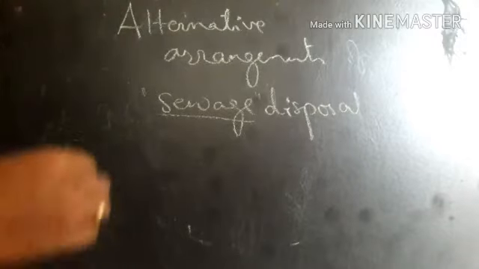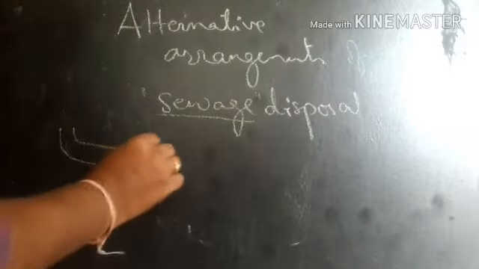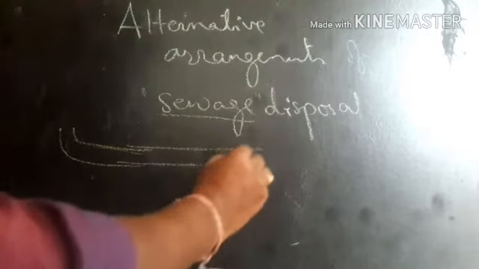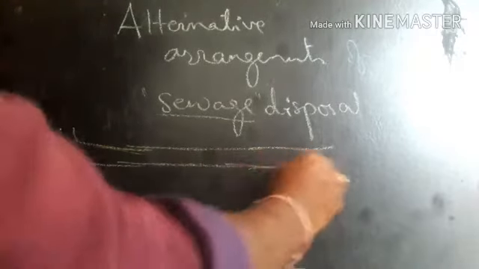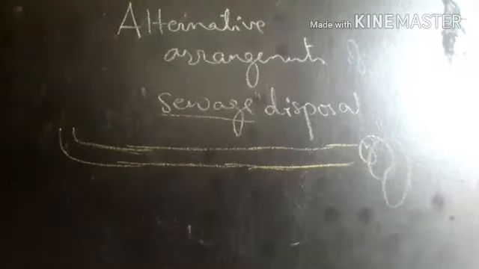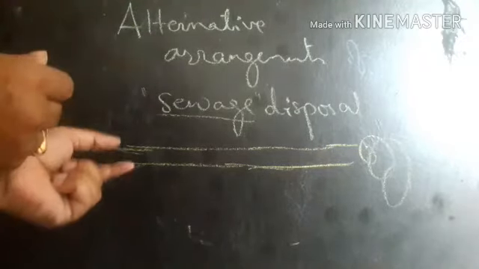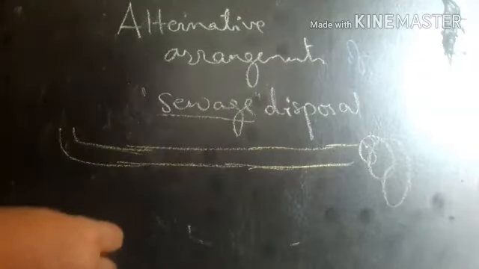Here, the sewage can be passed from the household to a very far distance, and at that far distance they are going to dispose of it, they are processing it. This is possible when the sewage is liquid, it is possible for liquid sewage.